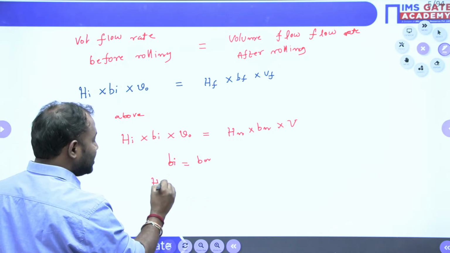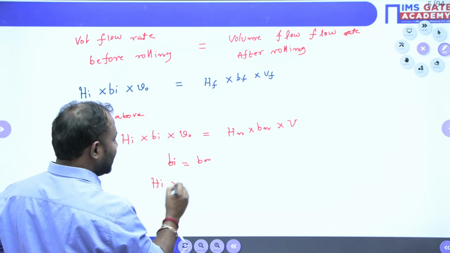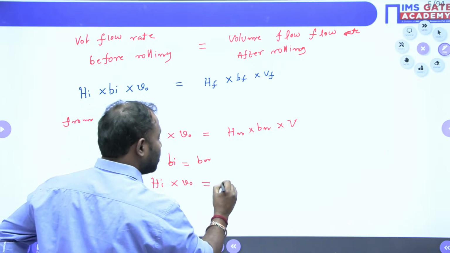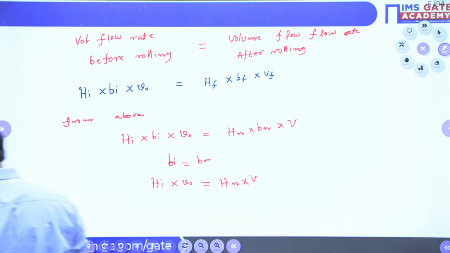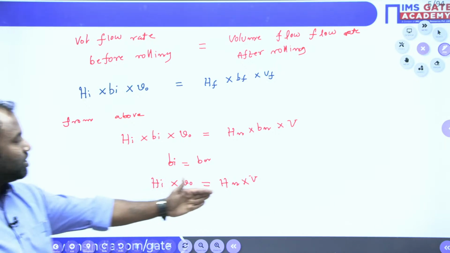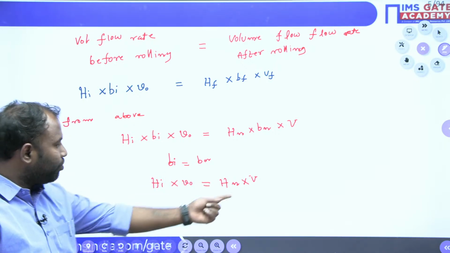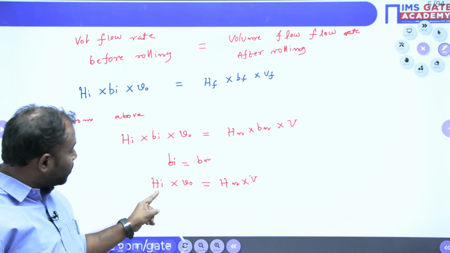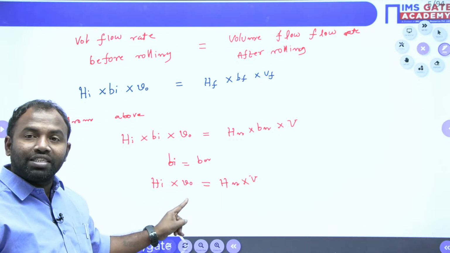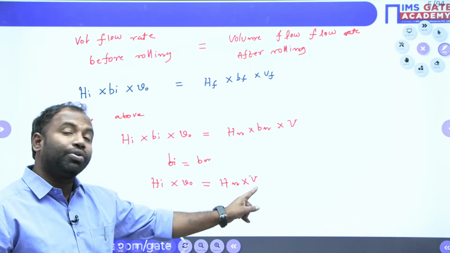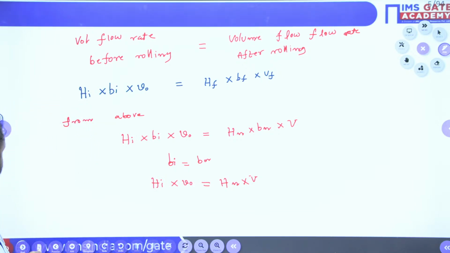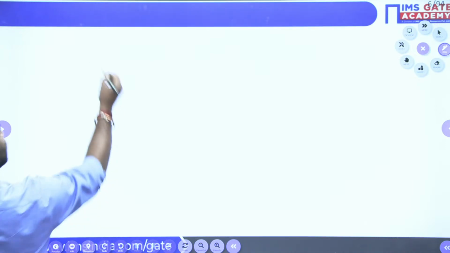Now, here H initial into V naught is equal to Hn into V. Yes, guys. Now, we don't know V. So, roller surface velocity we don't know. So, how to find this? If I am able to find this, we know this value and we know initial velocity, so Hn also we can easily find out if you know the V. Okay. Now, let me calculate that roller surface velocity.